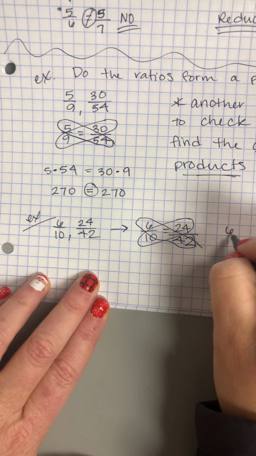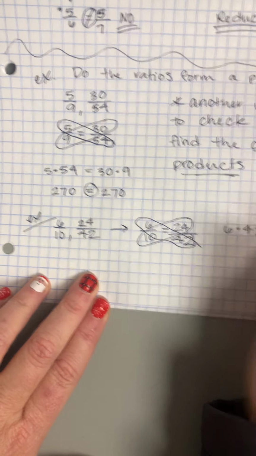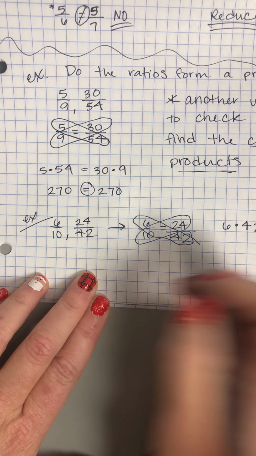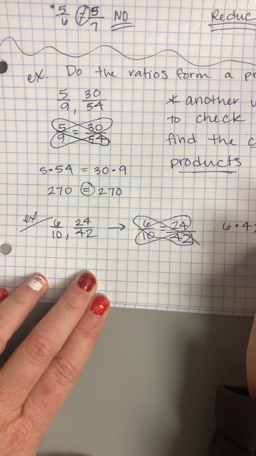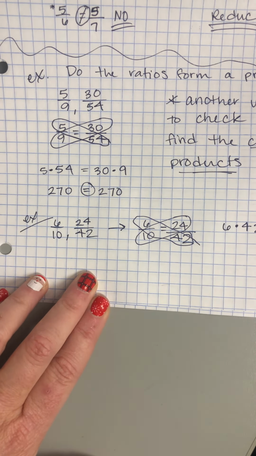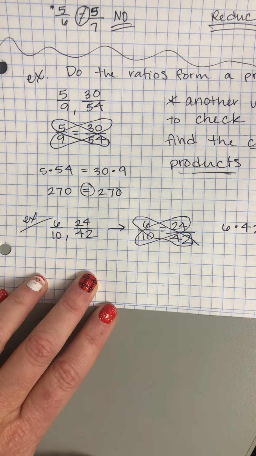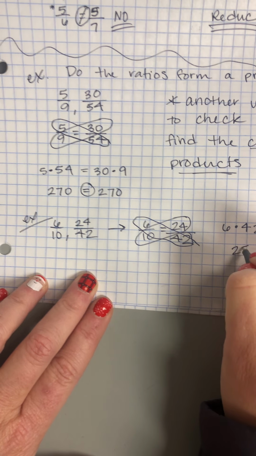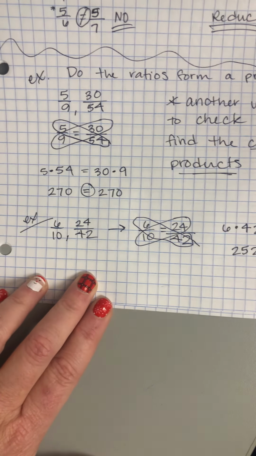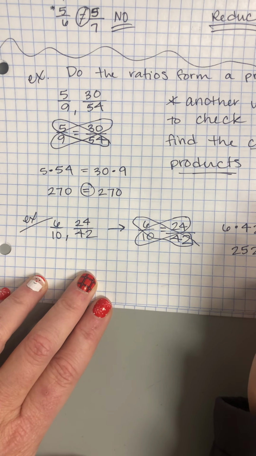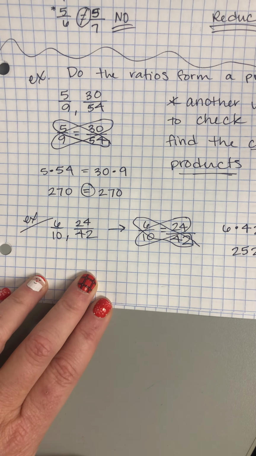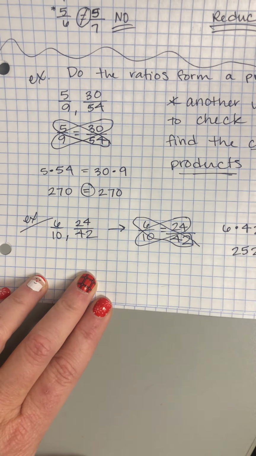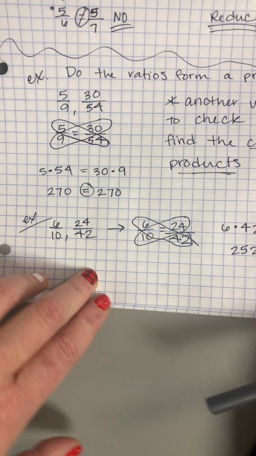So I'm going to do 6 times 42 because that's what is across from each other. Those are the cross products for that first one. And then the second one, I have 10 times 24. What is 6 times 42? Dom, what'd you get? 252. Do we agree? Yeah. And what is 10 times 24? Claire? 240. Are those equal? No. No, this is not a proportion.